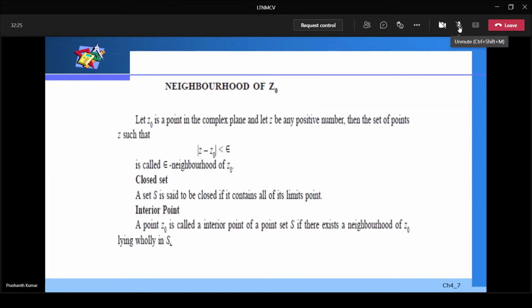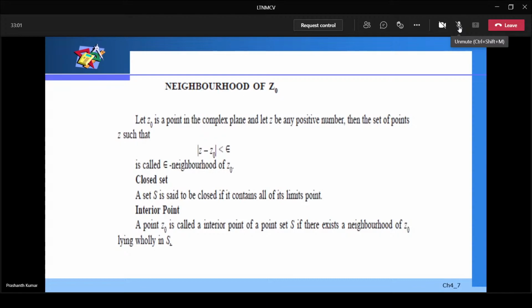ఓకే, నెక్స్ట్, లెట్ నైబర్హుడ్ ఆఫ్ z0. ఇప్పుడు నైబర్హుడ్ అంటే ఏందో తెలుసుకుందాం. Let z0 is a point in the complex plane, and let epsilon be any positive number, then the set of points z such that modulus of z minus z0 is less than epsilon. So you see that this is similar to the real function for the neighborhood, the same way, but here the geometrical interpretation is different.